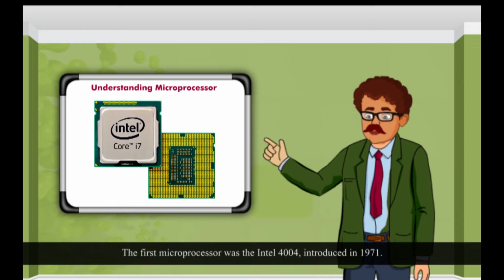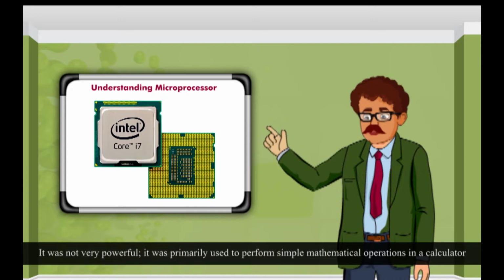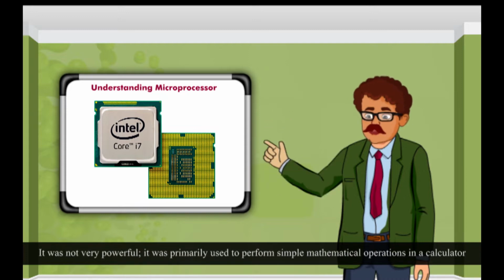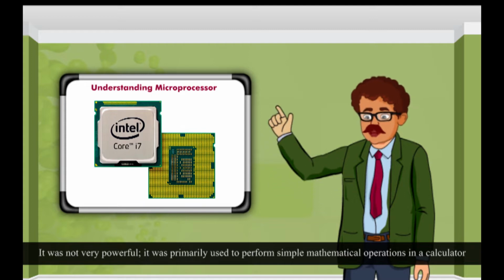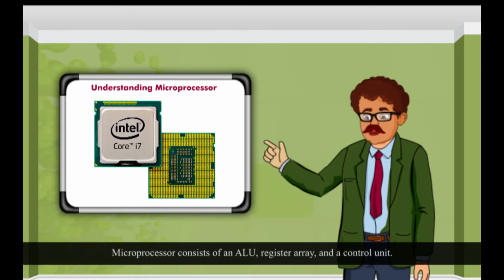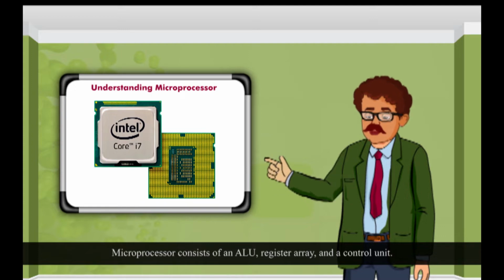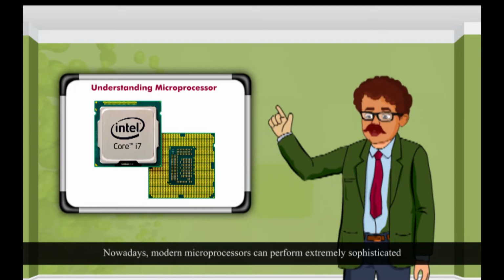The first microprocessor was the Intel 4004, introduced in 1971. It was not very powerful. It was primarily used to perform simple mathematical operations in a calculator. A microprocessor consists of an ALU, register array, and a control unit.